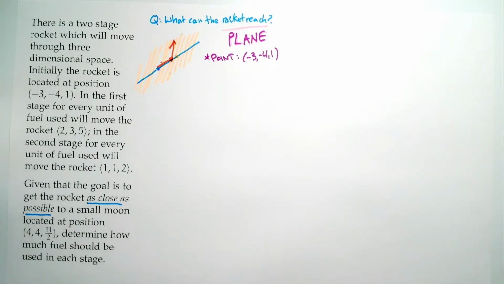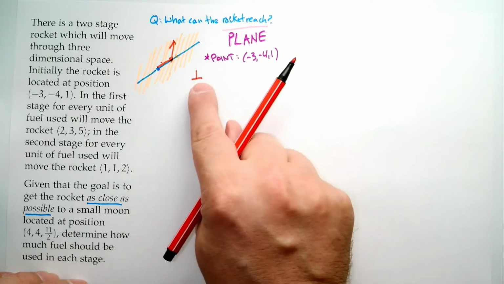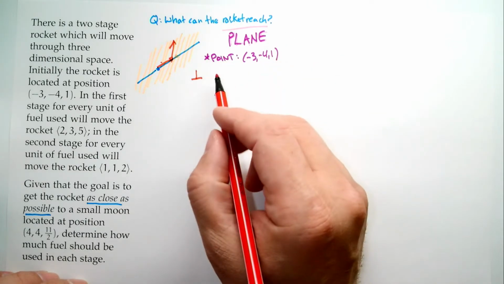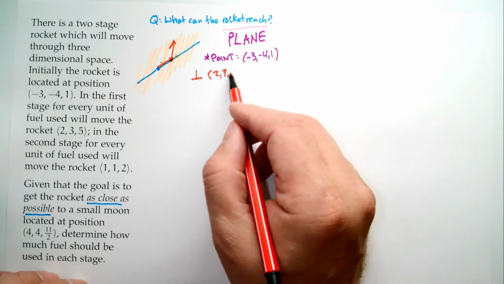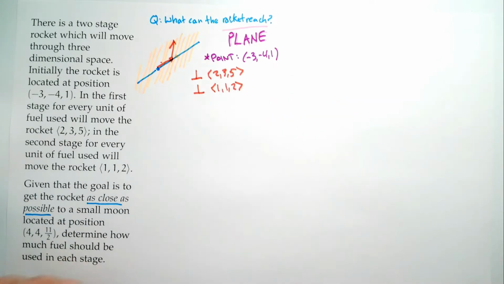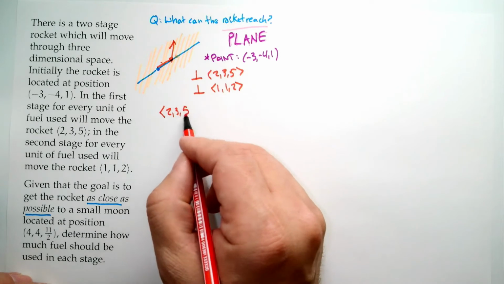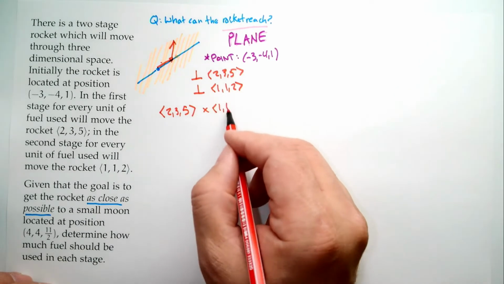So what can we do? We use the cross product. Because if you have two things which are perpendicular to what you want, the cross product will give you what you need. So in particular, if you're looking for a direction, I know that my direction has to be perpendicular to what happens in stage 1, 2, 3, 5, and it has to be perpendicular to what happens in stage 2, 1, 1, 2. Now, I know it's perpendicular to two things, I take the cross product, and that gives me the right direction. So I'm going to take 2, 3, 5, cross 1, 1, 2.